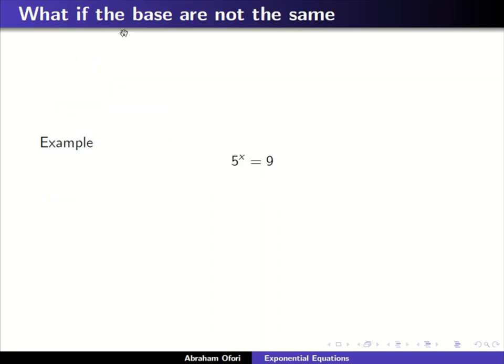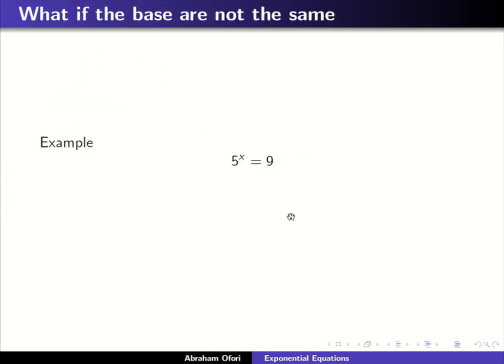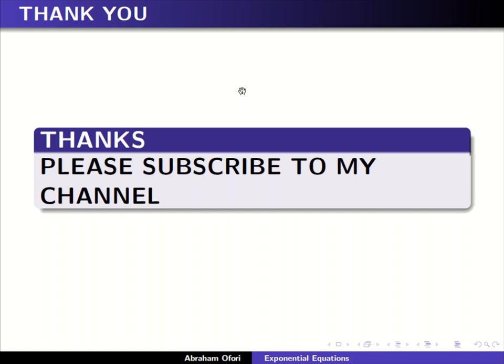But what if the bases are not the same? We have been dealing with exponential equations whereby the bases on both sides are the same. But what happens when the bases are not the same? Something like 5 to the power x equals 9. Then we use what we call logarithms. So in our next video, we talk about logarithms.